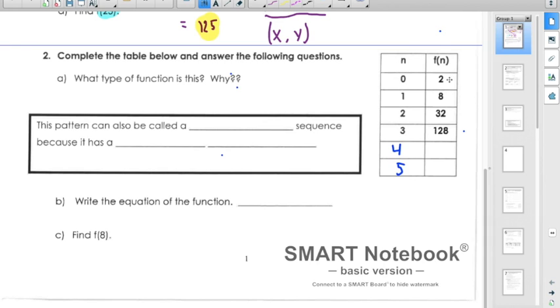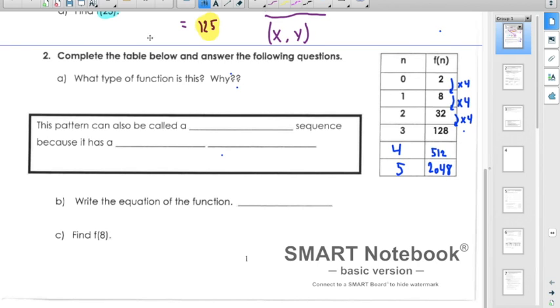I go from 2 to 8 to 32 to 128. Okay, well, it's definitely not a constant rate of change. This has to be an exponential function. If you see here, 2 times 4 would give me 8. 8 times 4 would give me 32. 32 times 4 would give me 128. So on and so forth. So what's 128 times 4? Well, that's going to be 512. And 512 times 4 is 2048.